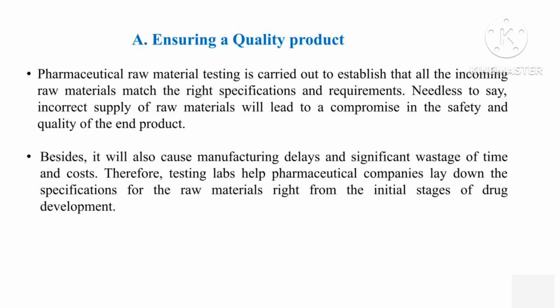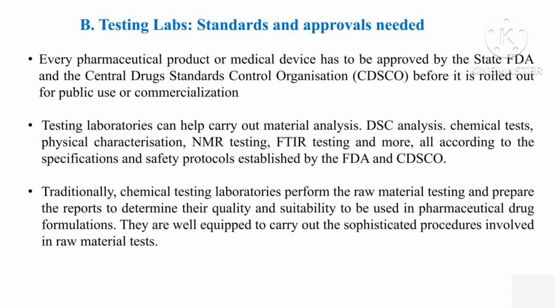First need of raw material testing is ensuring a quality product. Pharmaceutical raw material testing is carried out to establish that all the incoming raw materials match the right specifications and requirements. Needless to say, incorrect supply of raw materials will lead to compromise in the safety and quality of the product. Besides, it will also cause manufacturing delays and significant wastage of time and costs. Therefore, testing labs help pharmaceutical companies lay down the specification of the raw material right from the initial stage of drug development. Second need is testing lab standard and approval needed.